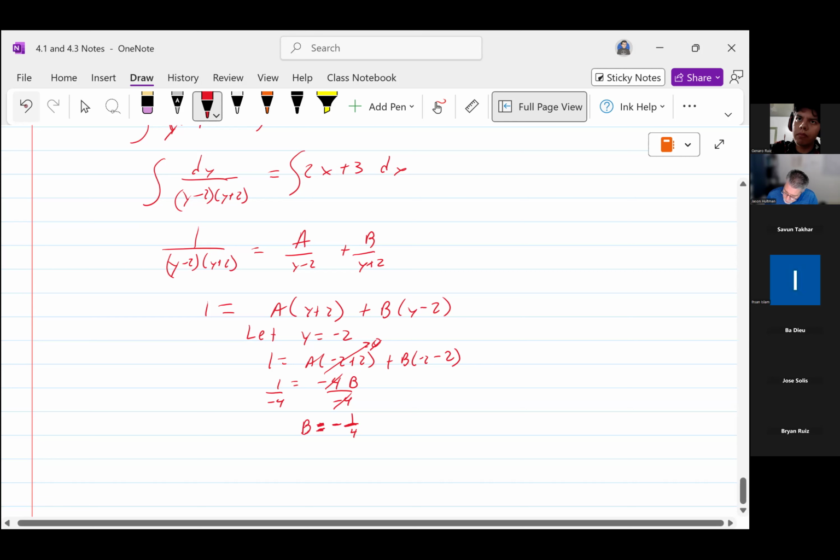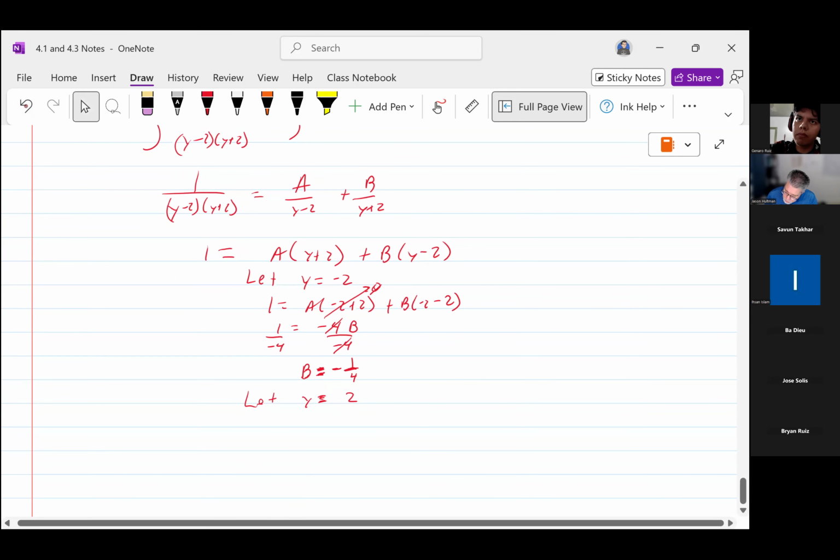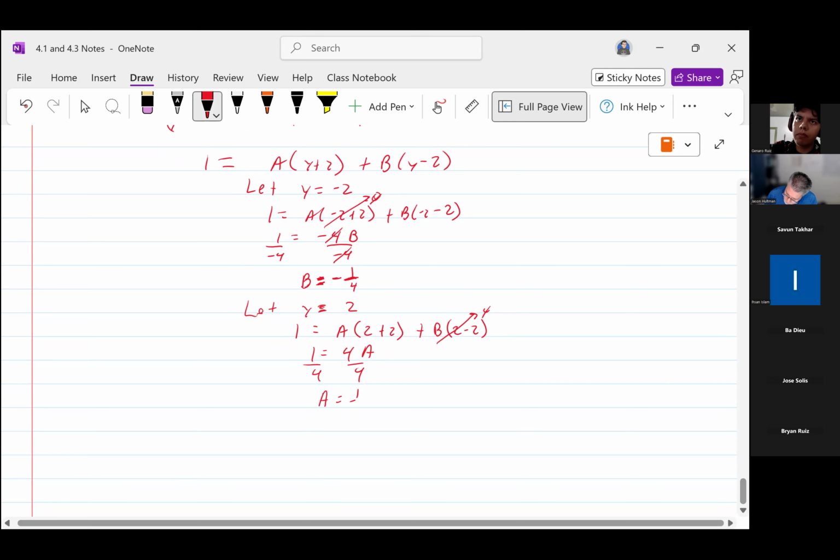Okay, what about A? Let's try to solve for A. Let y equal 2. So if y is equal to 2, then B goes away and we're just left with A. So 1 is equal to A times 2 plus 2 plus B times 2 minus 2. So this goes to 0. And we get 1 is equal to 4A, divide by 4. And so A is equal to positive 1/4.